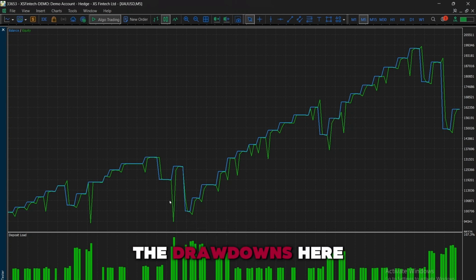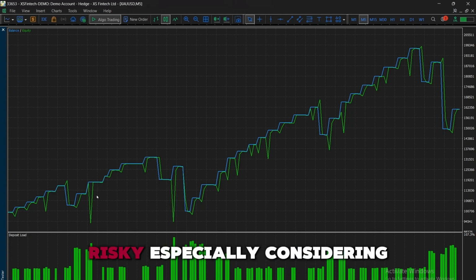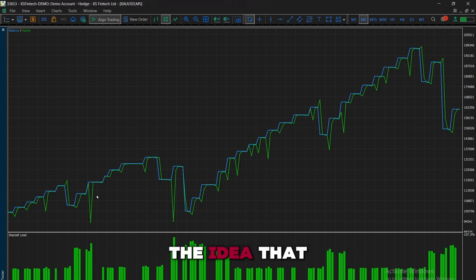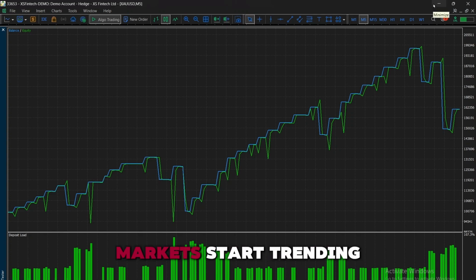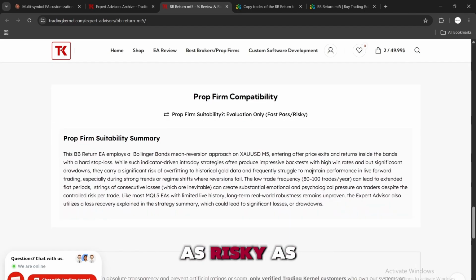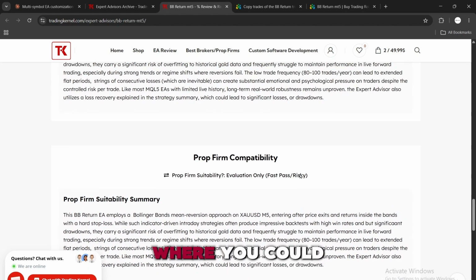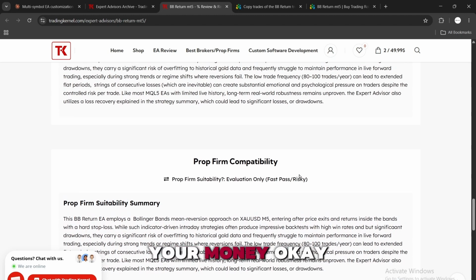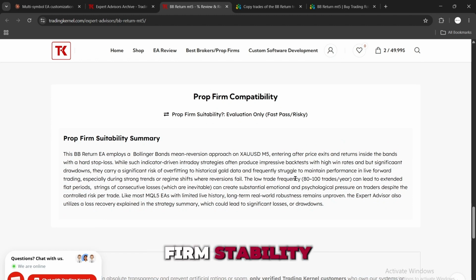So as you can see from the drawdowns here, it's actually very risky, especially considering the idea that this result could be overfitted and could fail sometime in the future, especially because it's using indicators as its primary conditions. It could fail, and if it does, you're going to probably lose a lot of money, especially when the markets start trending. Although it's not as risky as Martingale or grid expert advisors, where you could lose 100% of your money.